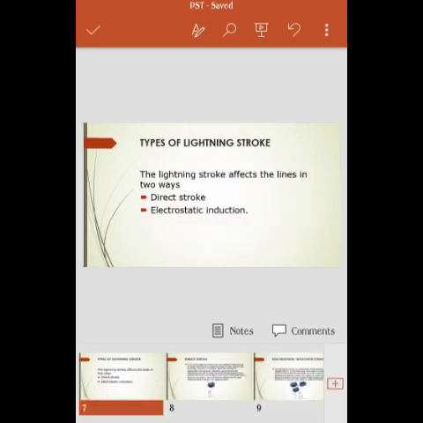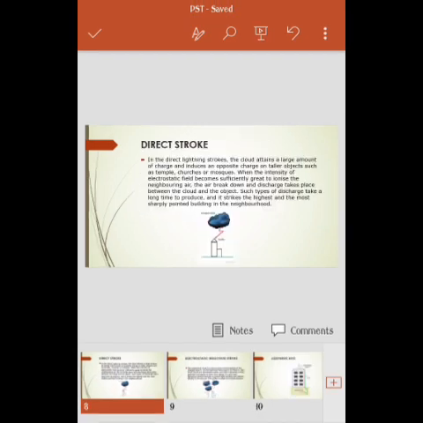Types of lightning stroke. The lightning stroke affects the lines in two ways: direct stroke and electrostatic induction stroke. In the direct lightning stroke, the cloud attains a large amount of charge and induces an opposite charge on taller objects such as a temple, church, or mosque. When the intensity of the electrostatic field becomes sufficiently great to ionize the neighboring air, the air breaks down and discharge takes place between the cloud and the object. Such a discharge takes a long time to produce and it strikes the highest and the most sharply pointed building in the neighborhood.